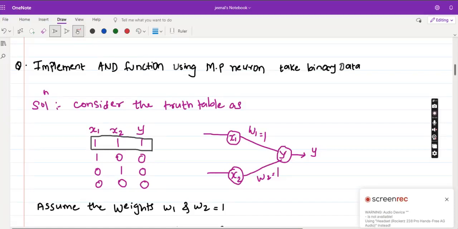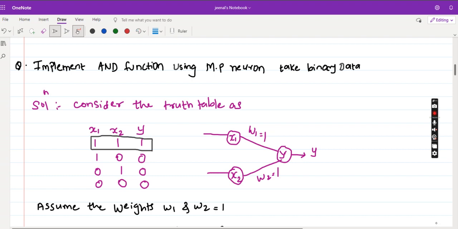Welcome to another video on the numericals for artificial neural network. The next question that we're going to solve is: implement AND function using McCulloch-Pitts neuron and take binary data as the input. So how do you solve this? It is very simple. Consider the truth table for the AND gate.